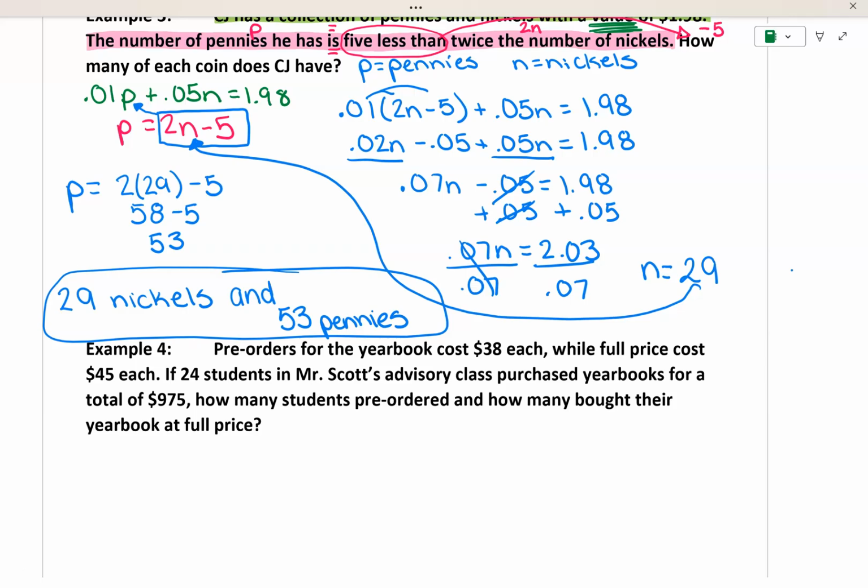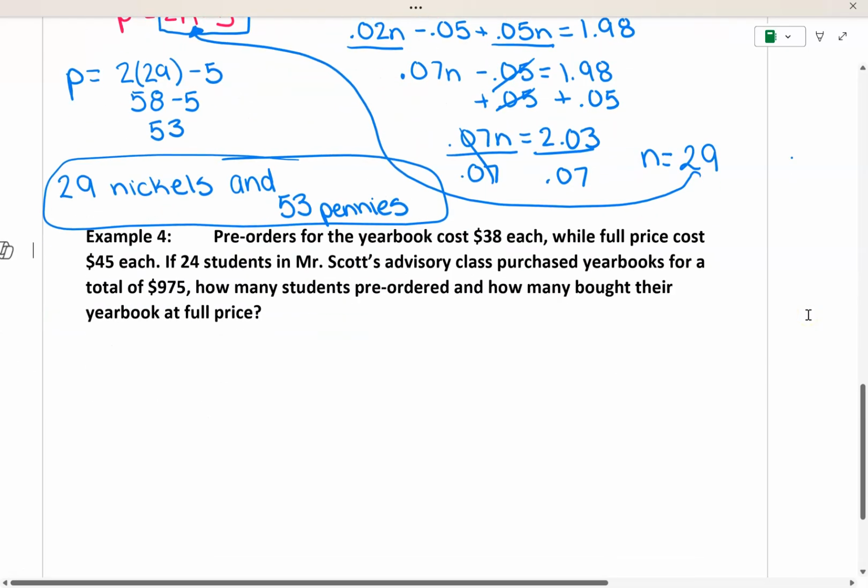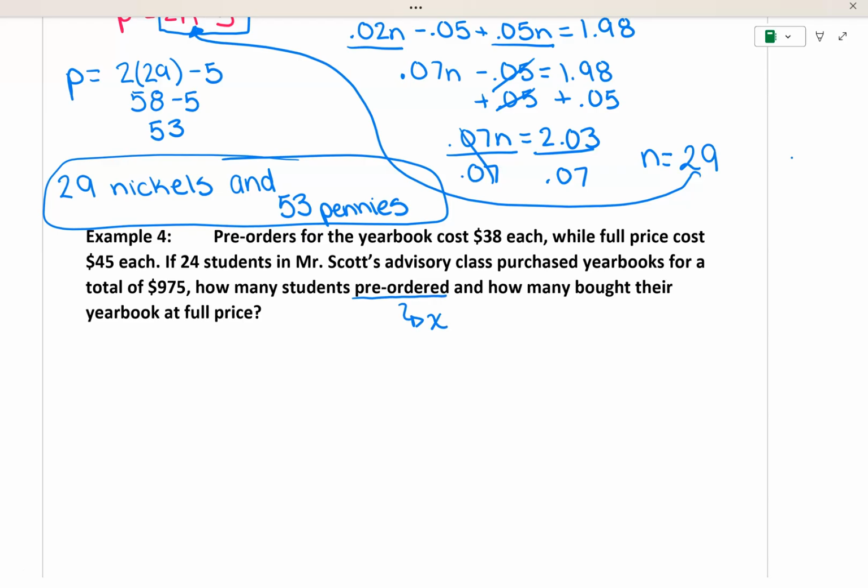Okay, let's go to example 4. So pre-orders for the yearbook cost $38 each with a full price cost of $45. Okay, if 24 students in Mr. Scott's advisory class purchase yearbooks for a total of $975, how many students pre-ordered and how many bought their yearbook at full price? So think about what we have going on. We have pre-orders, which I'm going to let that be my X, and then, well, I'll just write it out. So X will be pre-order, and then we also have it at full price.